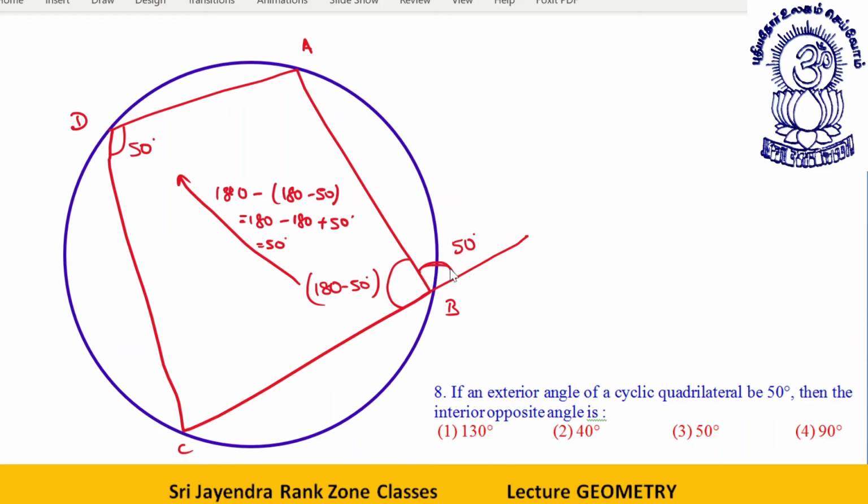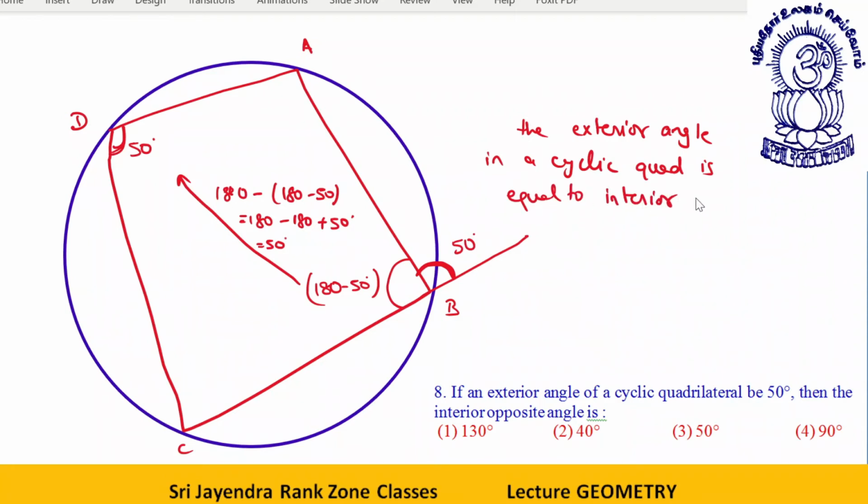So the exterior angle is equal to, learn it, the interior opposite angle. The exterior angle in a cyclic quadrilateral is equal to the interior opposite angle. Clear? Let's take the next one.